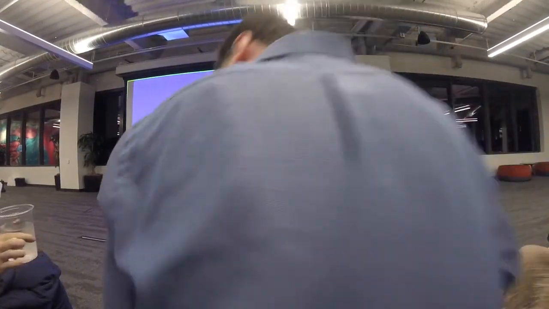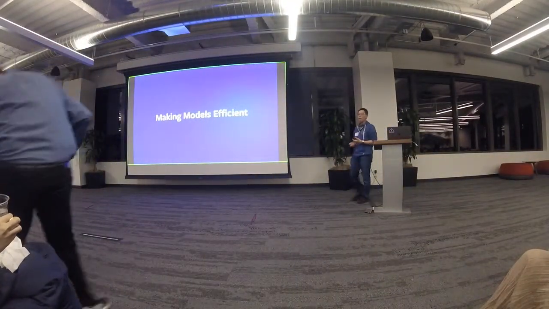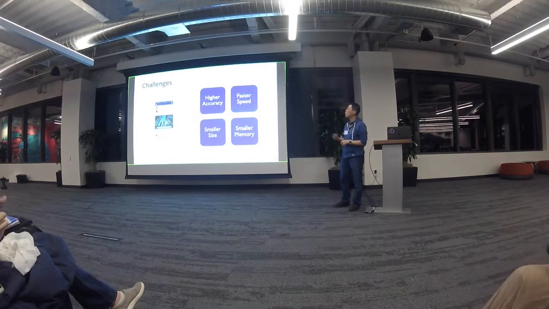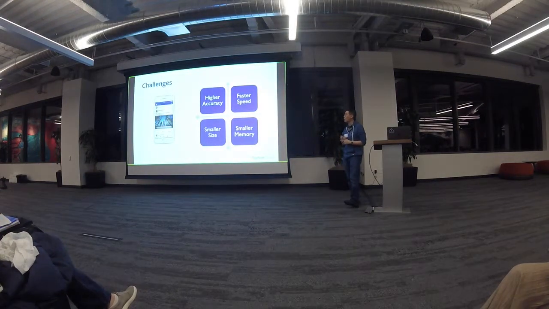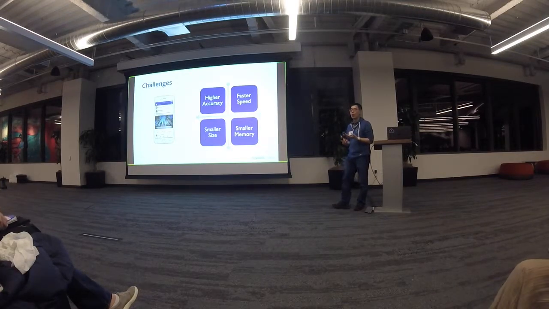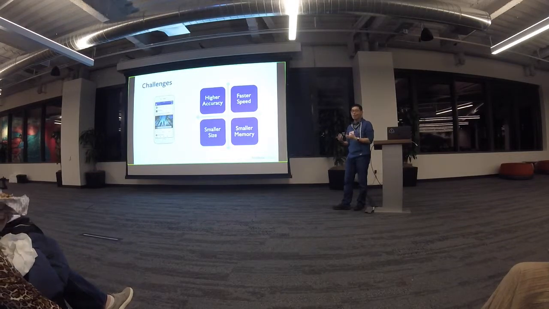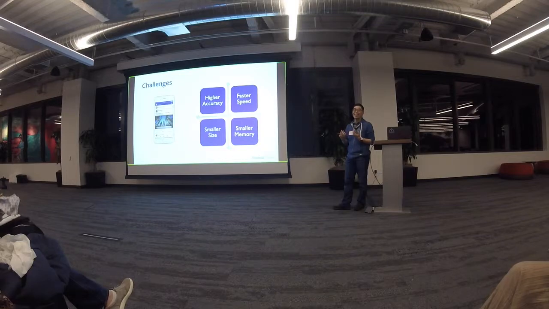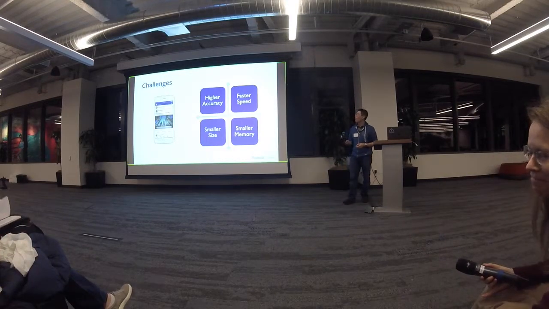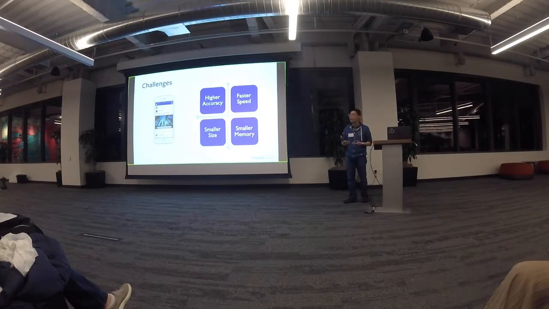How do we actually make efficient models? There are a lot of challenges. To be able to run on the device, you need to tackle several different things. Sometimes you'll need higher accuracy. This is mostly because if you are doing an AR effect, you want higher accuracy, because if it's not accurate, you'll see jagginess, so it's not a really good experience. You definitely want faster speed because you want to run in real time.